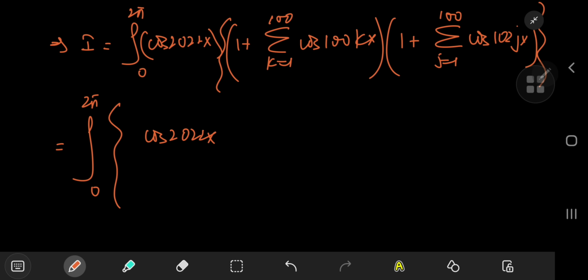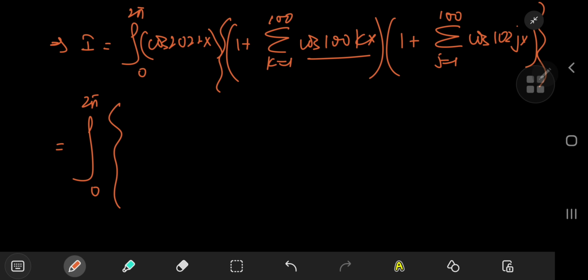And if you integrate the cosine of 2022x from 0 to 2 pi, you're going to get a sine of 2022x divided by 2022. So just plug in 0 or 2 pi, you're going to get 0 anyway. So let's just ignore this term here because it evaluates out to 0.